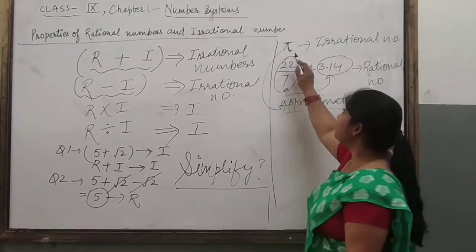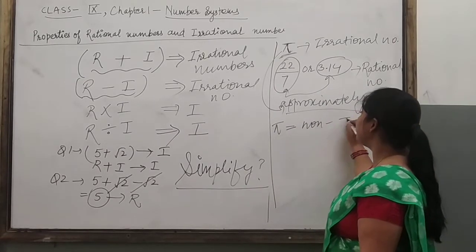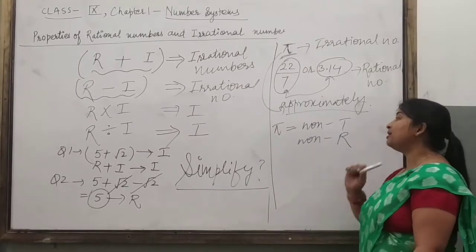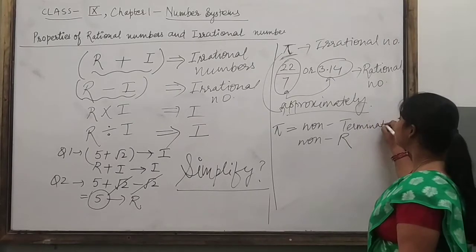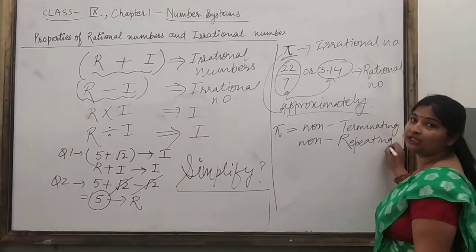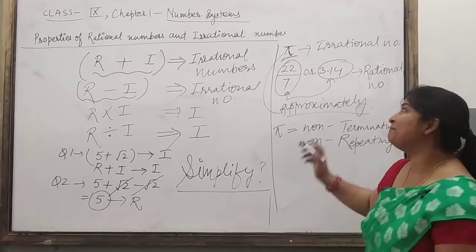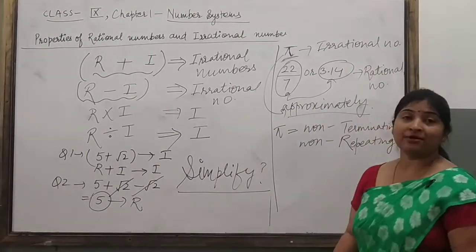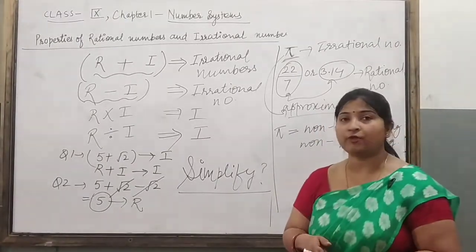The actual value of pi is always a non-terminating, non-repeating decimal, and we know that a non-terminating and non-repeating decimal is always what? Yes, it is an irrational number. So when we are asking only about pi, pi is an irrational number, but 22/7 and 3.14 are rational because these are the approximate values of pi which we use for calculations.